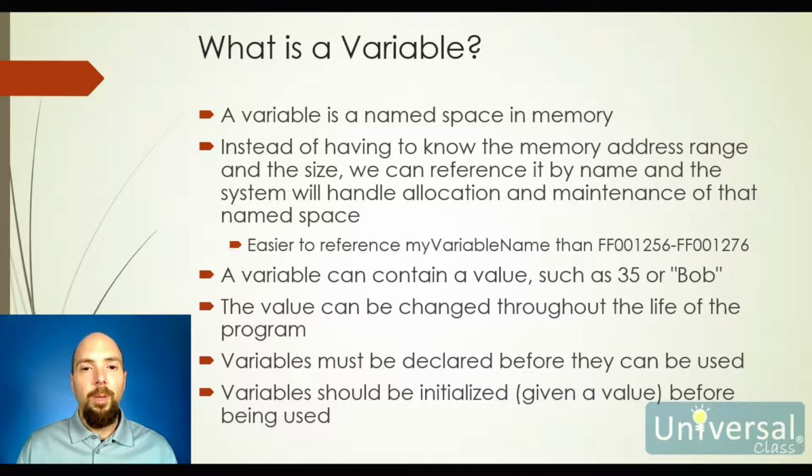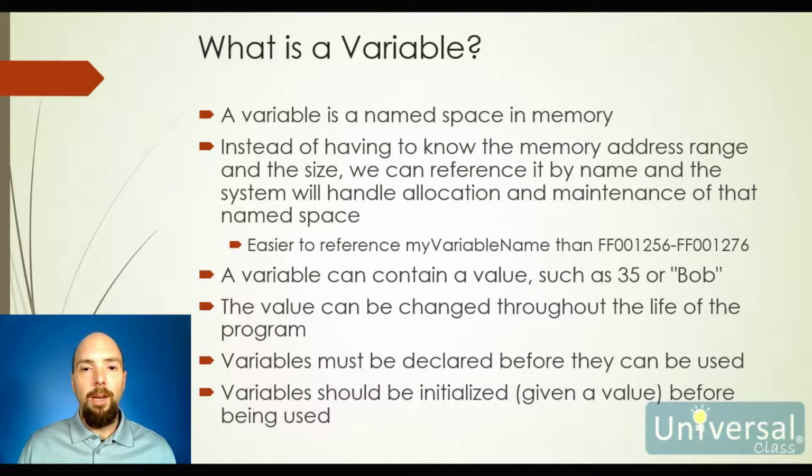Alright, so what is a variable? A variable is nothing more than a named space in memory. In our old programming languages, we didn't have variables. What we would actually have to do is reference a memory location, and then we would have a memory range, so a beginning point and then an ending point, or in some languages we'd have to state that it begins at a certain spot and then it was so many bytes in length.